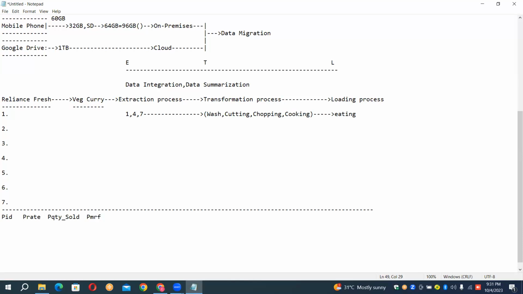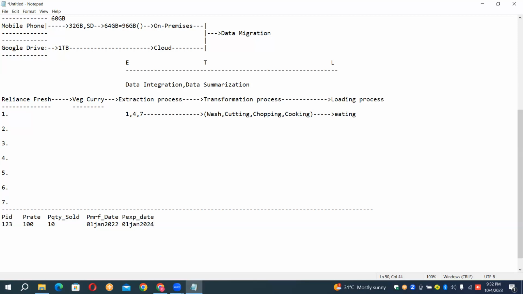Manufacturing date, and then you have what? Product expiry date. These are all the details you have. So now let us say the product ID is something like this, and the product rate is 100 rupees, and the product quantity sold is 10. The manufacturing date is 1st January 2022, and the expiry date is 1st January 2024.